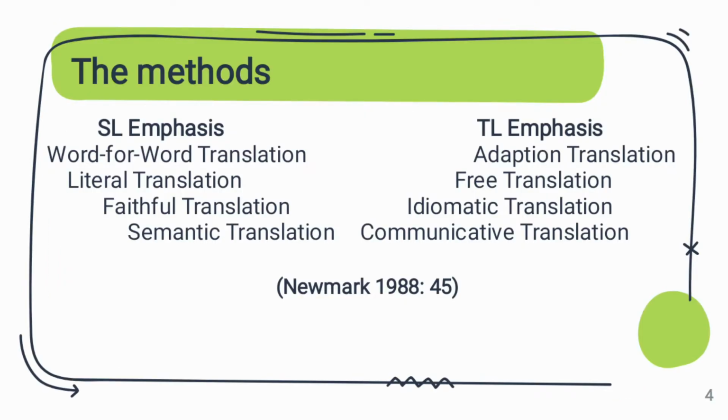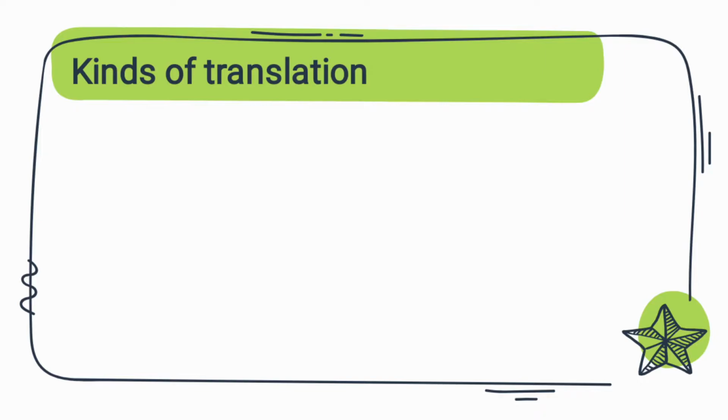Based on Newmark's book entitled A Textbook of Translation, there are 8 translation methods in translating. The 8 methods are separated in 2 classifications: source language and target language emphasis. Source language emphasis: there are word-for-word translation, literal translation, faithful translation, and semantic translation. And target language emphasis: there are adaptation translation, free translation, idiomatic translation, and communicative translation. The kinds of translation.